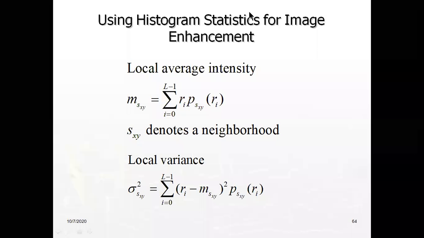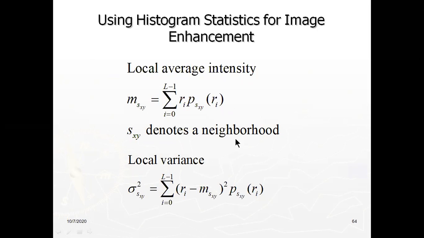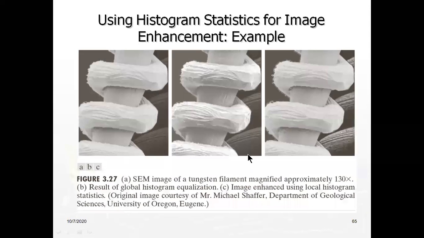So here it just shows a local average intensity and local variance by defining the neighborhood Sxy. So in the neighborhood, say if you have an image which is 256 by 256, the neighborhood can be defined for only 5 by 5. So for each neighborhood, you can take the values and try to find out.